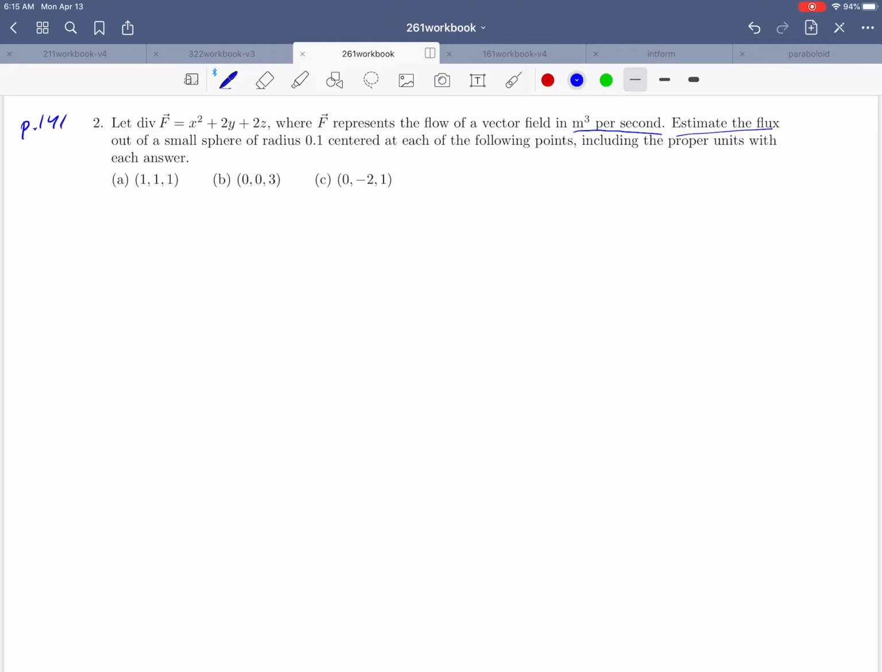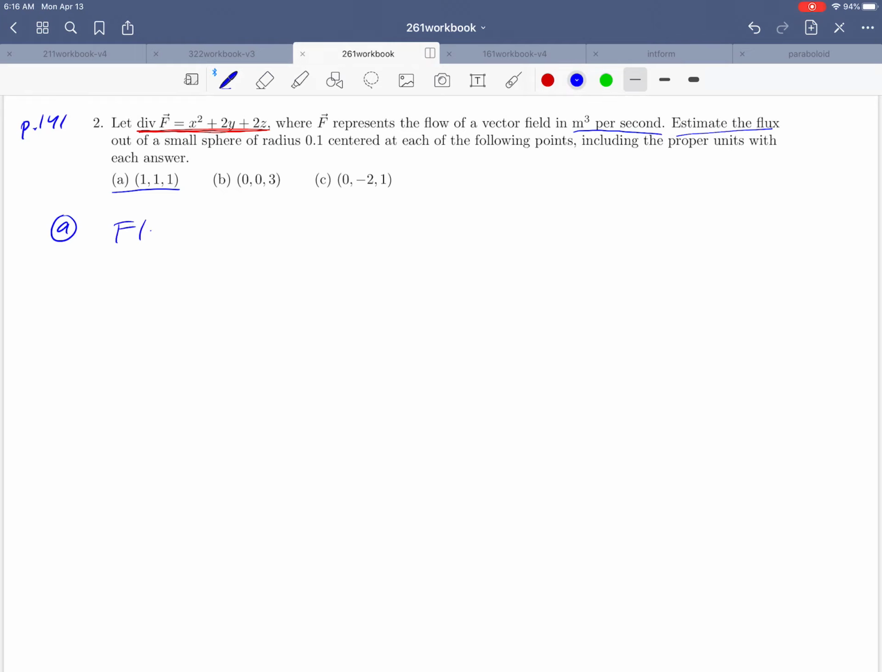Okay, now one thing I want to make sure you're aware of before we get farther into this problem, notice that they're not giving us a formula for the vector field itself. What they are giving us is a formula for the divergence of the vector field, just for the divergence. Okay, so with that in mind, let's see if we can do part A here. So we'd like to measure the flux out of a small sphere centered at the point (1, 1, 1). How would we do that?